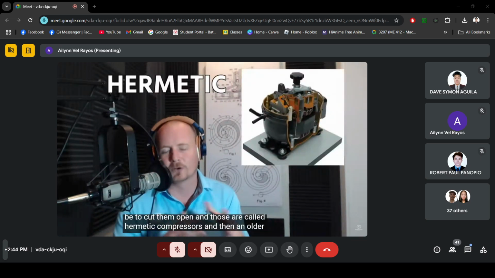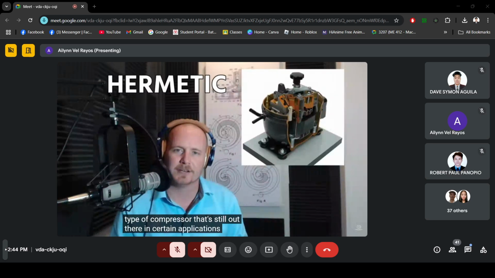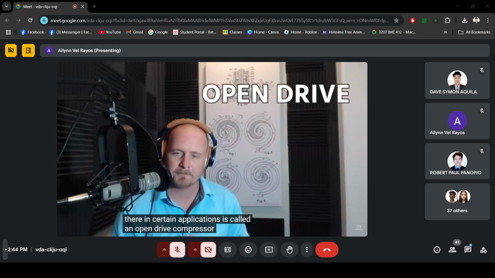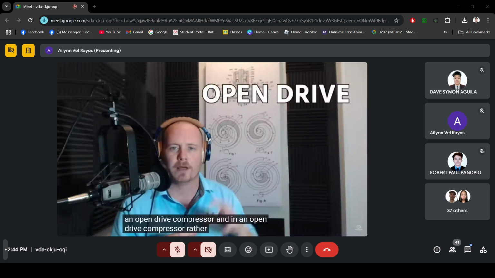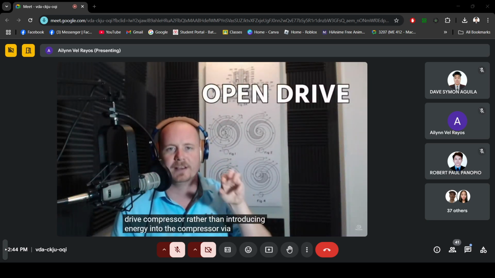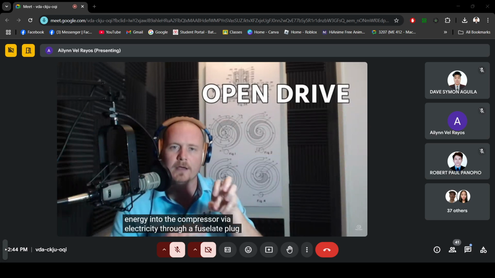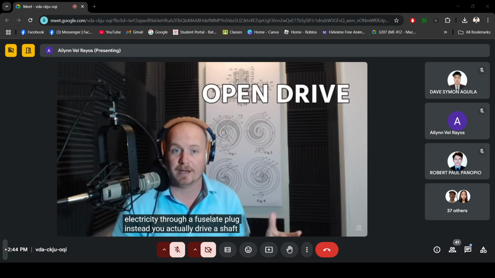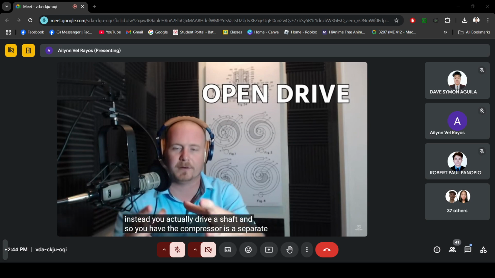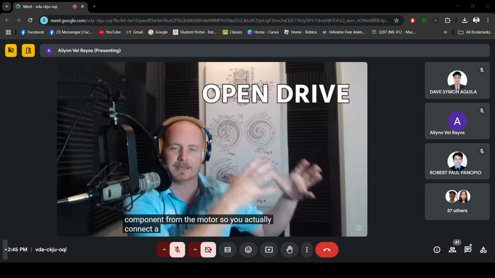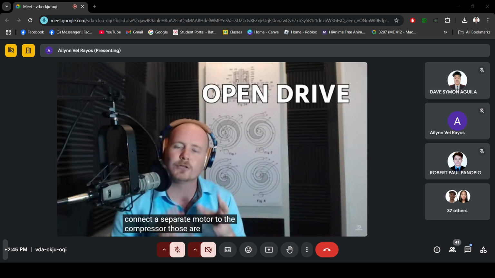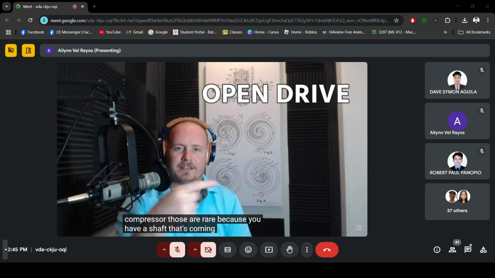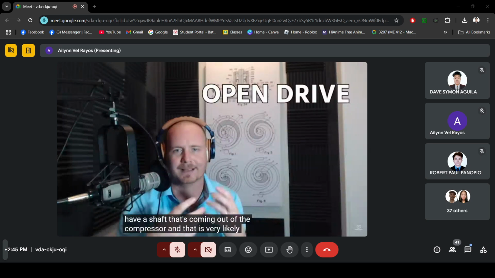And then an older type of compressor that's still out there in certain applications is called an open drive compressor. In an open drive compressor, rather than introducing energy into the compressor via electricity through a fusite plug, you actually drive a shaft. So the compressor is a separate component from the motor, and you connect a separate motor to the compressor. Those are rare because you have a shaft that's coming out of the compressor, and that is very likely to have leaks on it.